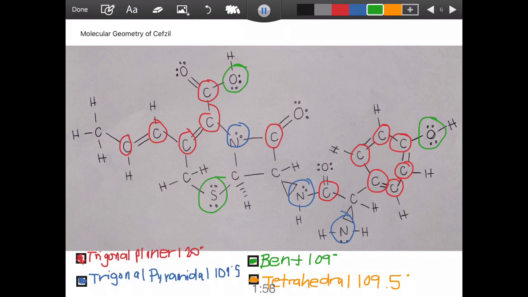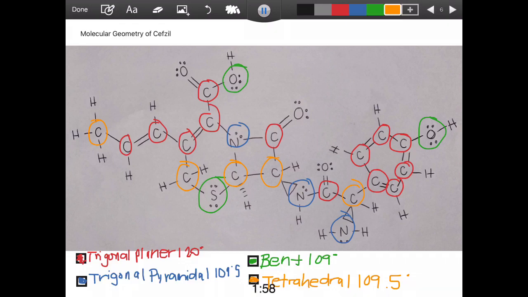Next, we're going to move into tetrahedral, which is going to be in orange. And it's going to be this carbon, this carbon, this one, this one, this one, and that is all of the bonds. So that is the molecular geometry of Cefzil.